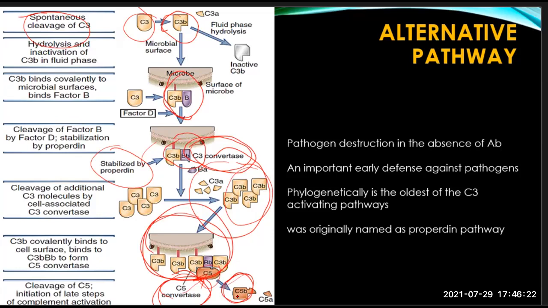And then again, what are the things we need to remember? Alternative pathway: destruction of pathogens without antibody, so antibody independent. This is an important early defense against pathogens, and it is the oldest of all the pathways and was originally named the properdin pathway.